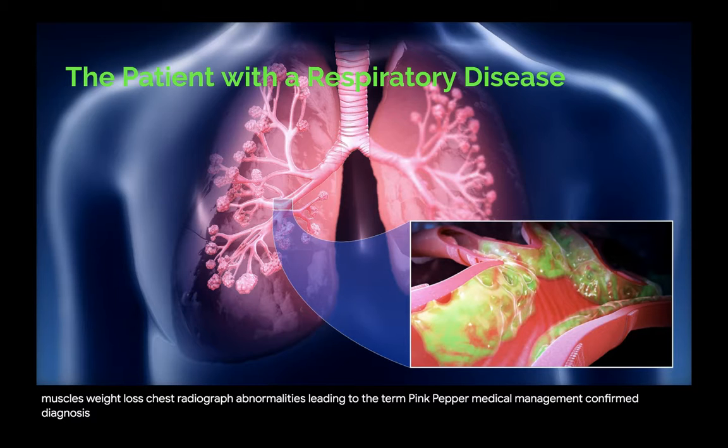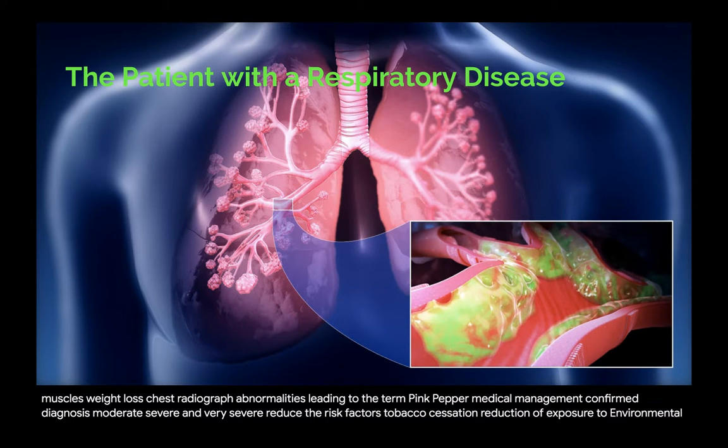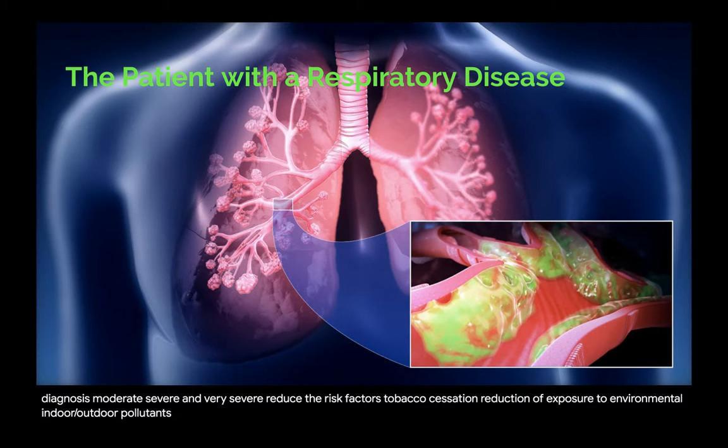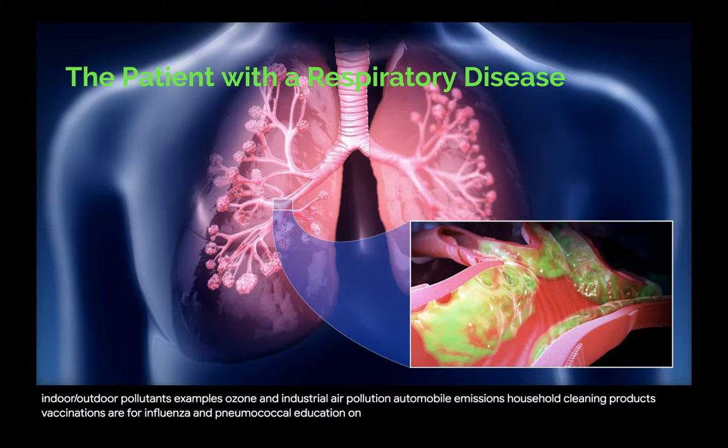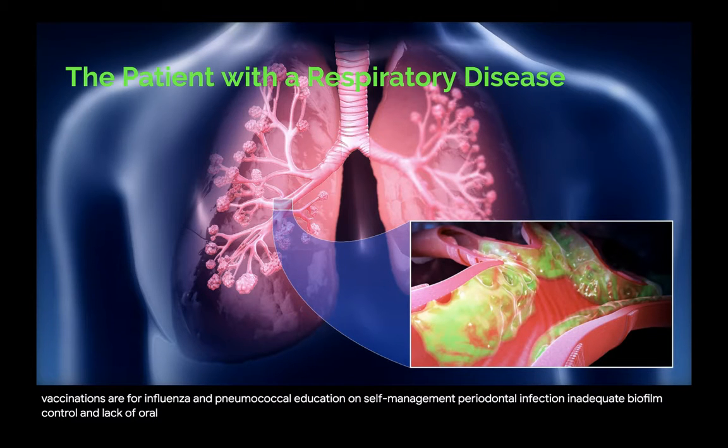COPD is classified into 5 stages: at risk, mild, moderate, severe, and very severe. Reduce the risk factors: tobacco cessation, reduction of exposure to environmental indoor-outdoor pollutants. Examples: ozone and industrial air pollution, automobile emissions, household cleaning products, vaccinations for influenza and pneumococcal, education on self-management. Periodontal infection, inadequate biofilm control, and lack of oral health knowledge are associated with increased COPD.